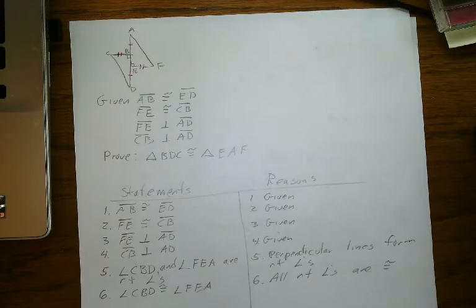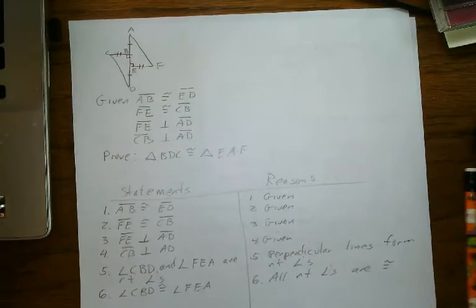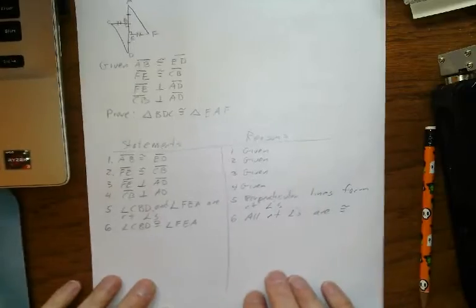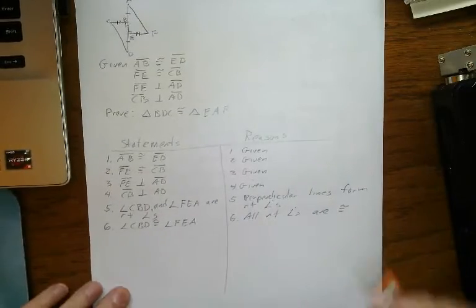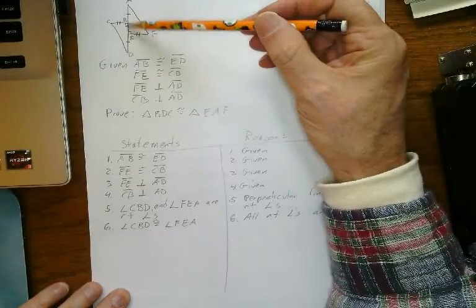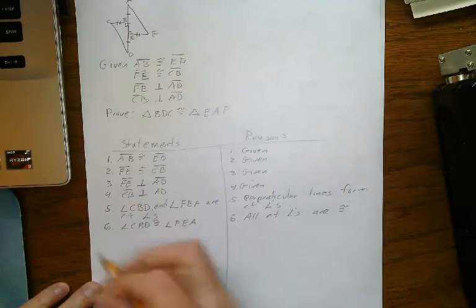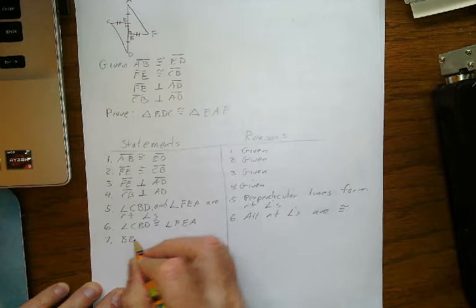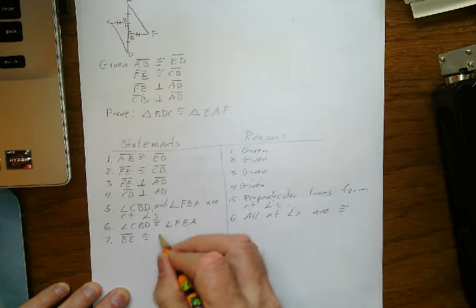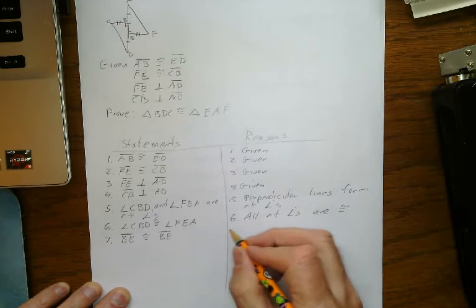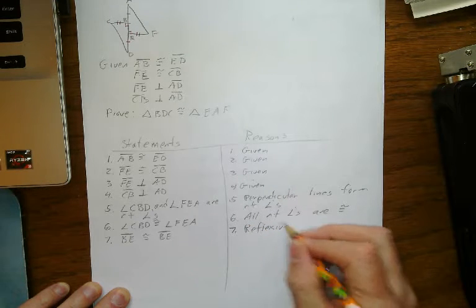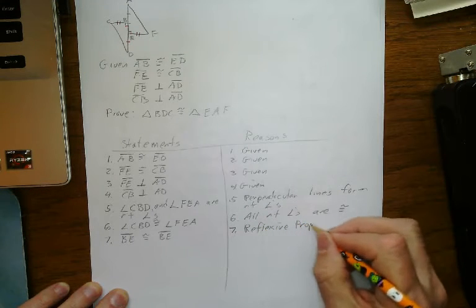Now, let's do the addition part. Oh, I'm running out of room on this proof. Let me see if I move this up higher. If I can get the whole paper in the video. Okay? So what we have to do is add this part BE to each segment. So what I'm first going to do is I'm going to say BE is congruent to itself. That is the reflexive property. The reflexive property says that any object is congruent to itself.